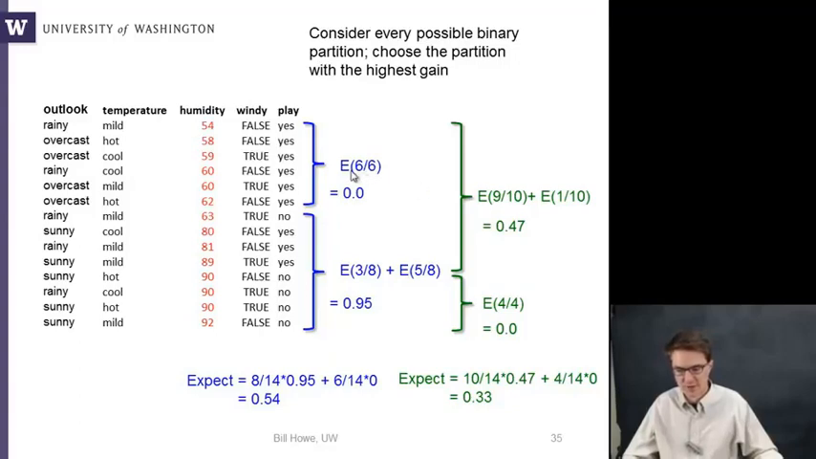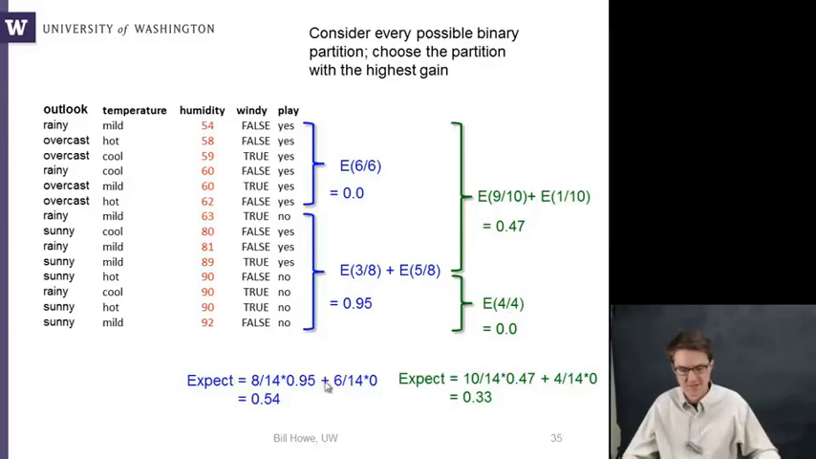So fine. If you go ahead and compute the entropy here, 6 out of 6 are all yes, which means it's 0 entropy, totally predictable. And here it's 3 out of 8 plus 5 out of 8, entropy is 0.95. And here 9 out of 10 or 1 out of 10, that means it's a lower number, as we'd expect, because it's pretty predictable, right? 90% chance of being a yes. And here 4 out of 4 is 0.